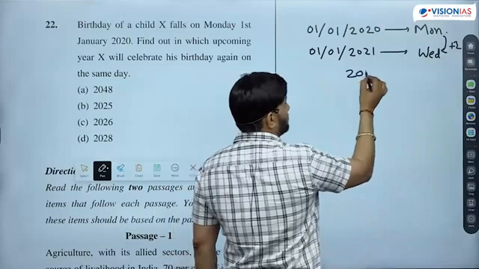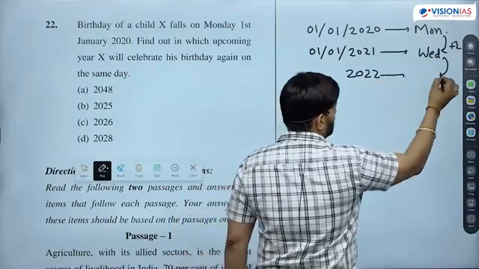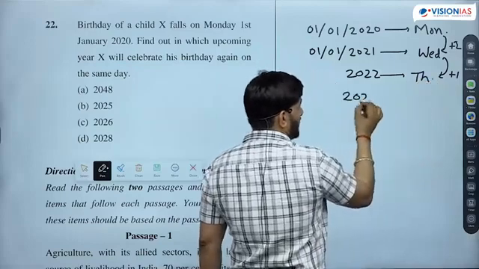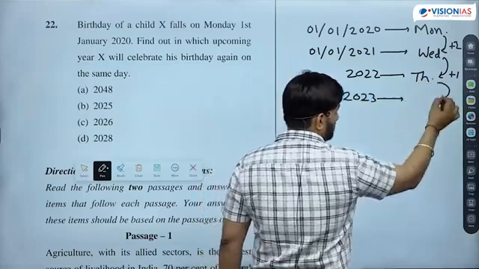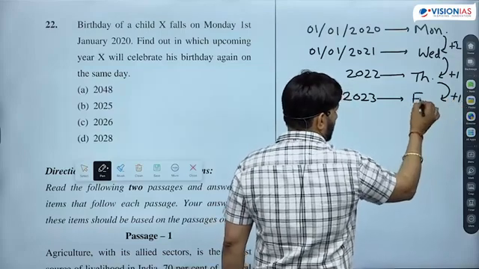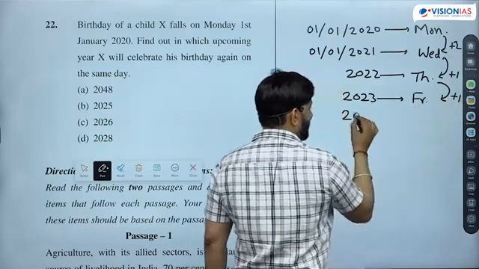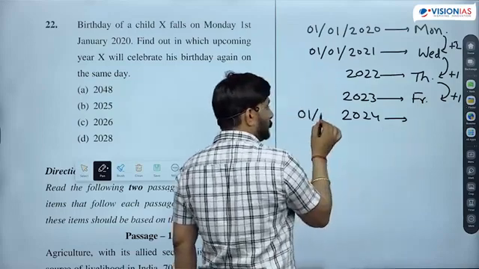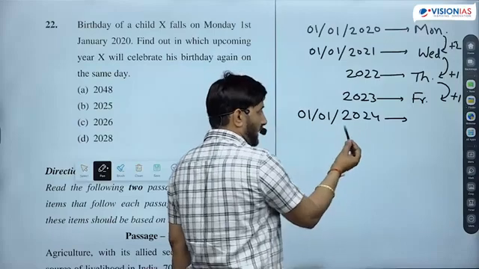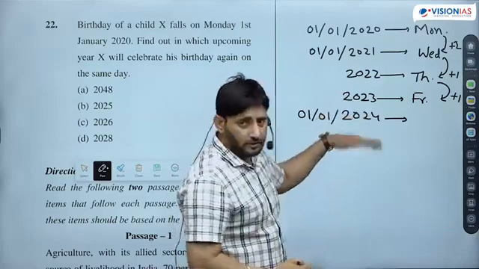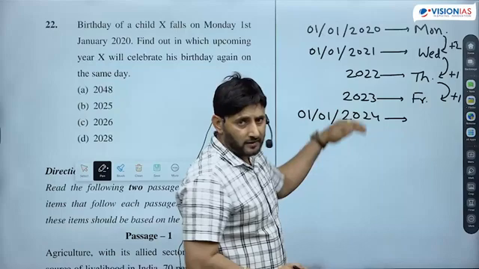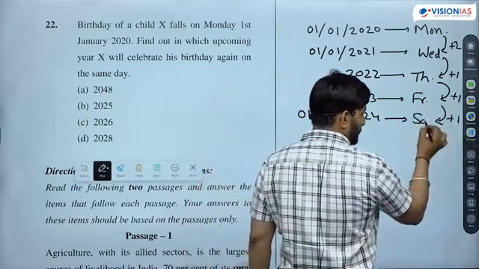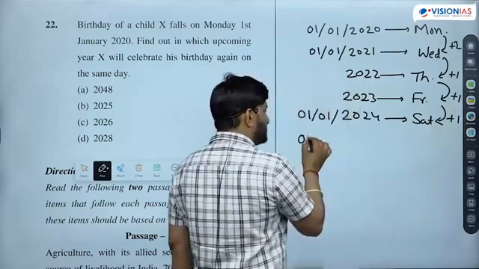Then 22 में जाएंगे तो 1 day extra, that is Thursday. 23 में जाएंगे तो 1 day extra, this will be Friday. 24 में जाएंगे तो we are at the 1st January only. तो 29 Feb of 2024 will come later on. तो इस इंटरवल में तो नहीं आएगा. You have to add only 1. That will be Saturday.